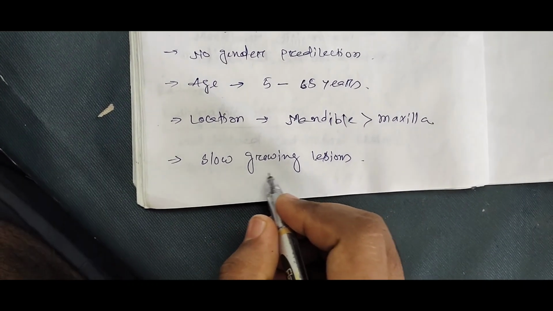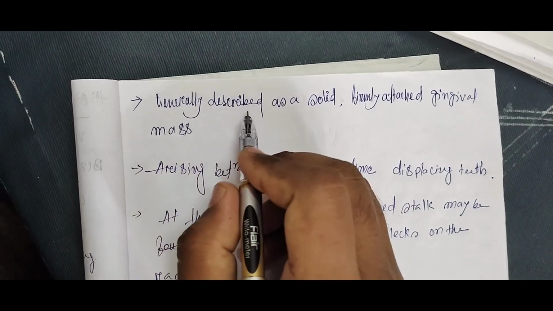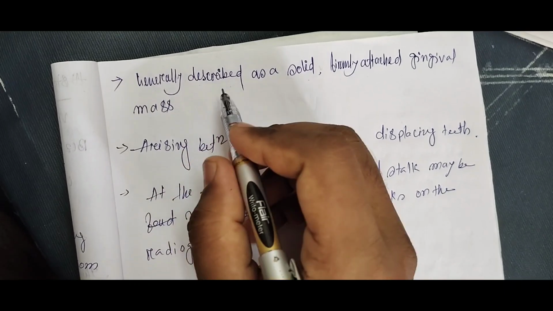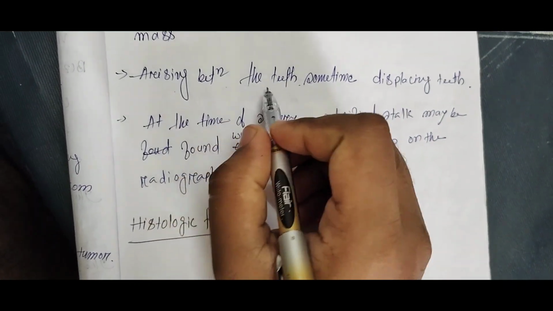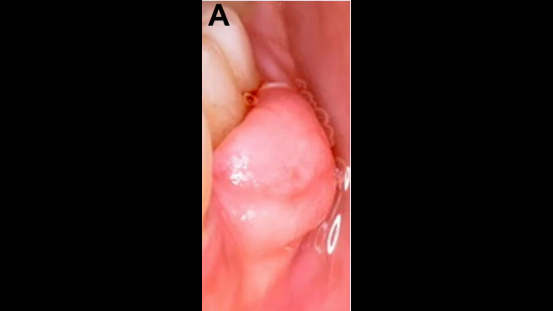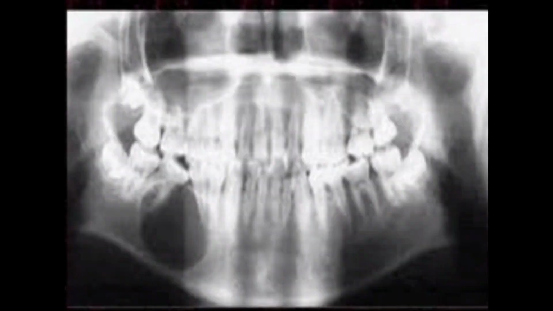It is generally described as a solid, firmly attached gingival mass arising between the teeth, sometimes displacing the teeth. Here you see that solid gingival mass and it is firmly attached. See in the figure, the lesions arise between the teeth. In radiograph, see how the lesions displace the teeth.